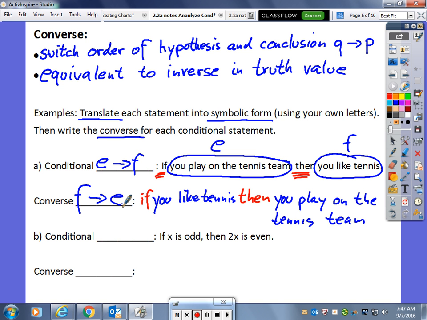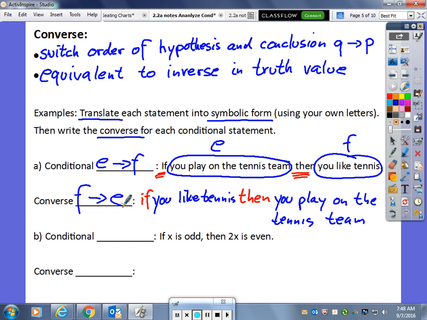When I hear converse, I think about the Converse sneakers. Sneakers is something that I put on because it helps me to move around. Moving things around, moving the hypothesis and the conclusion. Think about that's what happened when we talk about the converse. We move the hypothesis and the conclusion just as the Converse sneakers help us to move around.